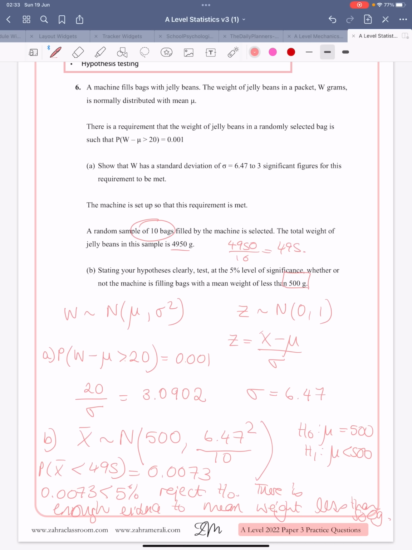That's the last one from the stats paper. There's quite a lot in the mechanics because it's not as defined. Hopefully those will all be with you soon.